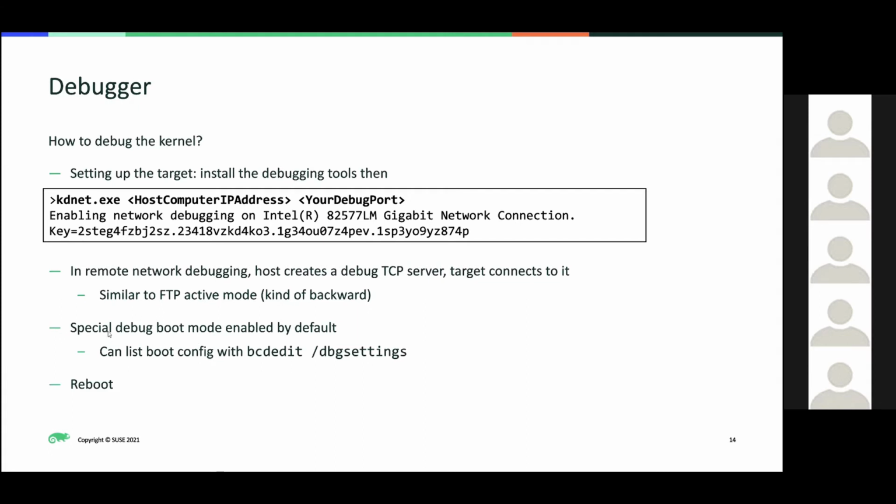So this command will set a special debugging mode that has to be set when you boot the Windows machine. You can tweak and list all those boot parameters with BCDEdit. It's basically like changing GRUB entries in Linux. You can change menu entries for booting, and there's a debug flag there. So you can tweak all those things with BCDEdit. Then you reboot.